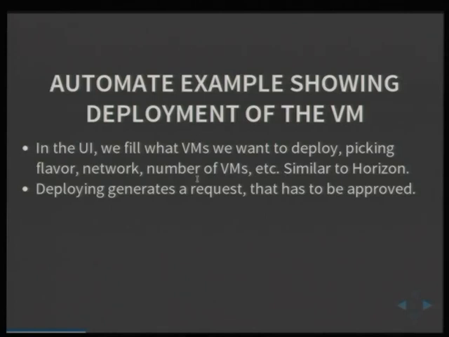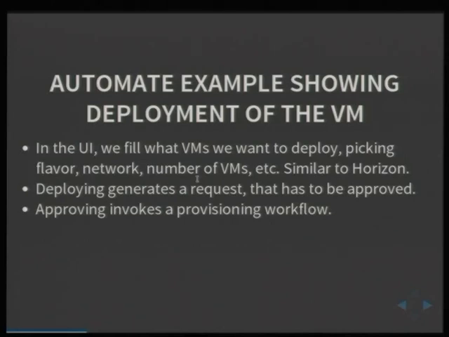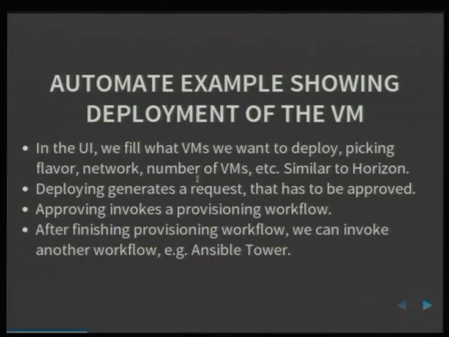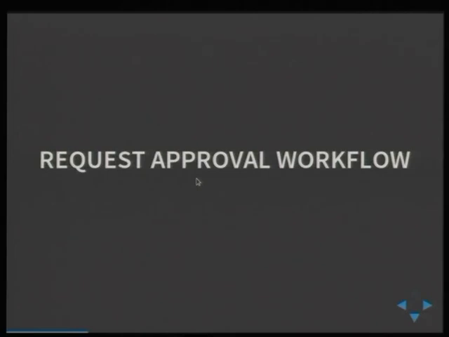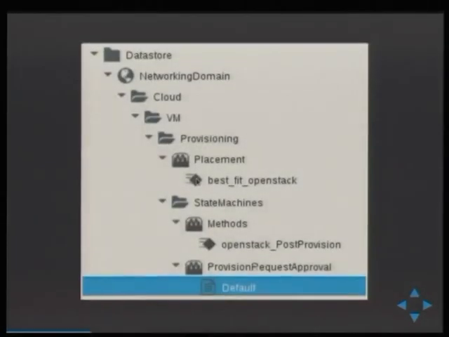That has to be approved. And then when it's approved, it invokes a provisioning workflow, which is a state machine. And after the workflow is finished, you can actually tie it to another workflow, or the last step of the workflow can be another state machine, which is nested, for example. So you can deploy a collection of VMs and tie it to some action in Ansible Tower that can be another workflow, and another workflow after that, maybe. So let's look at the request approval workflow in Automate.